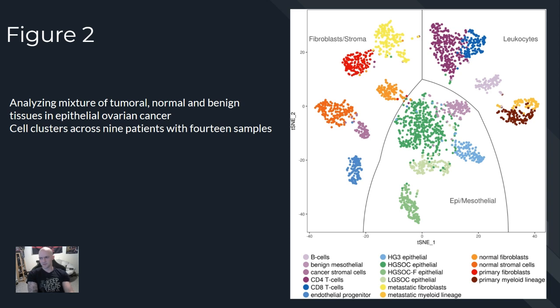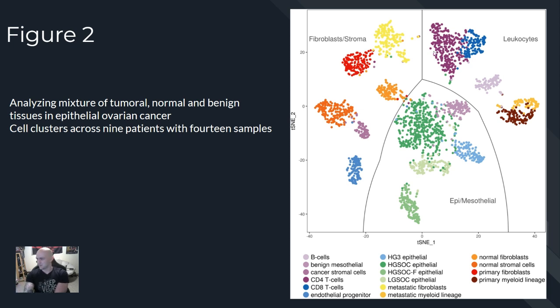So this figure especially shows how defined single cell RNA sequencing can get. This is essentially an analysis of tumoral, normal, and benign tissues in different ovarian cancer patients. But I want to really draw attention to the lines where they separate epithelial, fibroblasts, and leukocytes based on what cells are present. You notice that each individual category has specific colors that are assigned to it. However, you also see that around those lines, you'll see those colors as well.